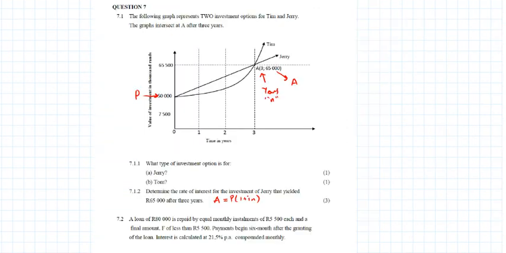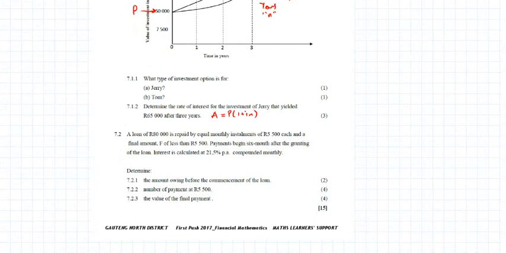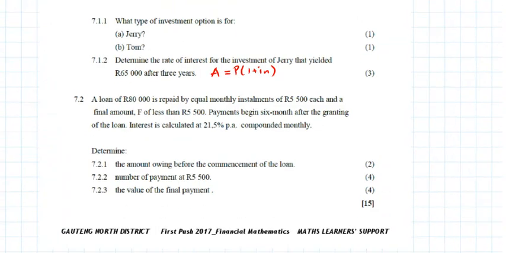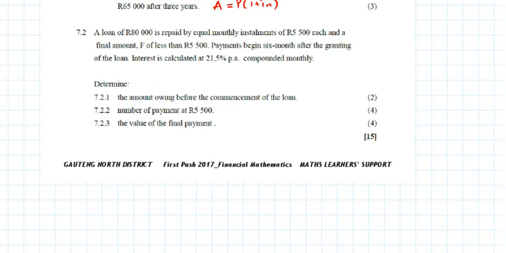And then the last one, 7.2: a loan of 80,000 is repaid by equal monthly installments. There is a final payment which is less than 5,500. Payments begin 6 months after the granting of the loan. Interest is calculated at 21.5% compounded monthly. Find the amount owing before the commencement of the loan repayments.